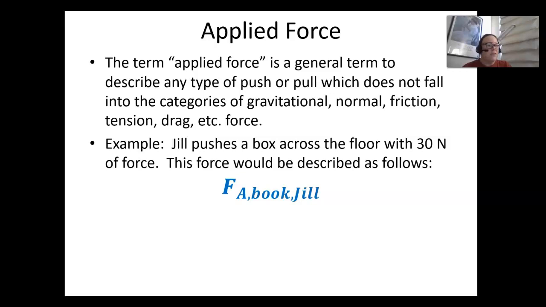And then kind of a catch-all term is an applied force. The term applied force is a general term to describe any type of push or pull that doesn't really fall into the categories that we've just described. For example, Jill pushes a box across the floor. So that would be called an applied force. And the symbol for an applied force is F with an A subscript.